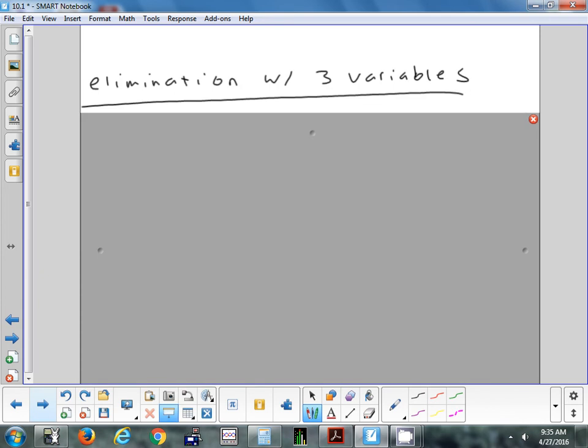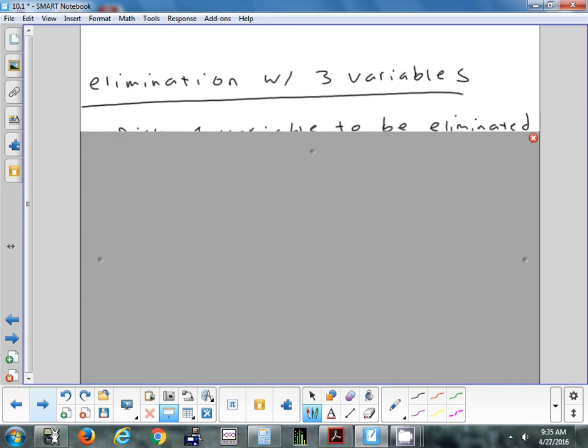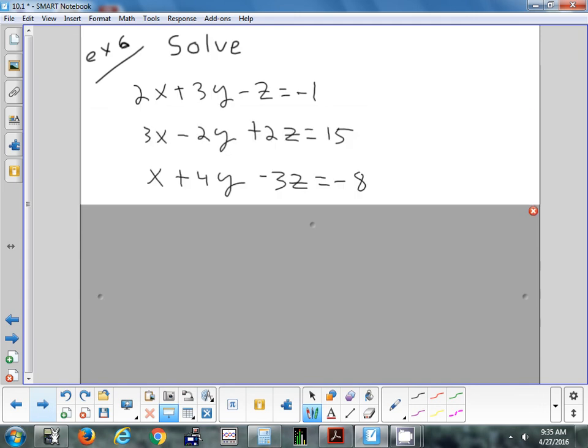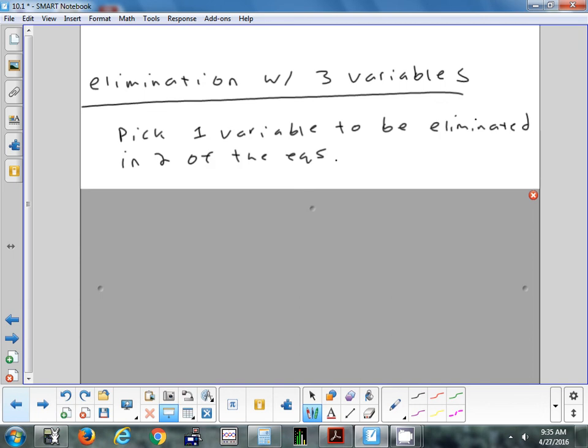So the last type of problem we're going to look at today and tomorrow is solving a system with 3 variables. It's going to look something like that. 3 equations, 3 variables. Today we're going to learn how to solve it using an elimination approach. Tomorrow we'll learn how to do it with a matrix approach.